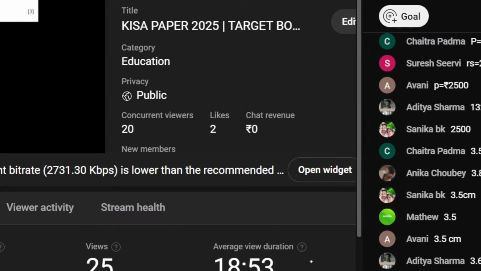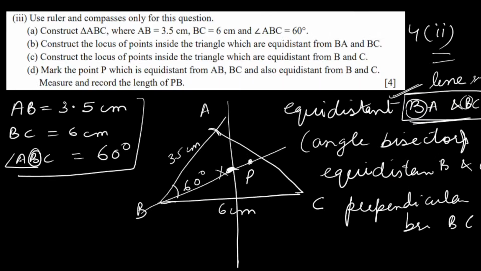So we have done this one. 3.8 is the correct answer. PB is equal to 3.8 centimeters. So we have completed this question. 3.8, 3.9 or 3.7 is still acceptable, but for 3.5 you just have to practice so that it comes more accurate. Okay, let's do the next question.